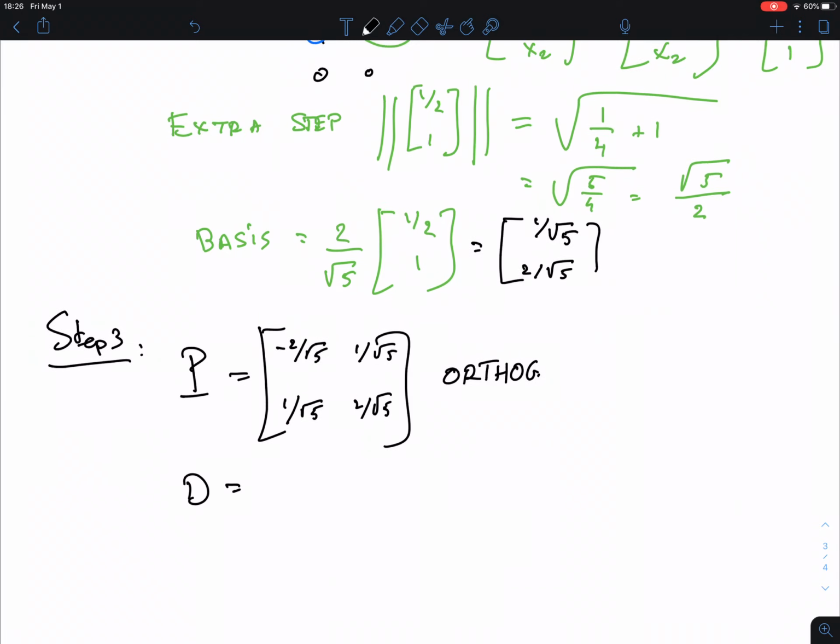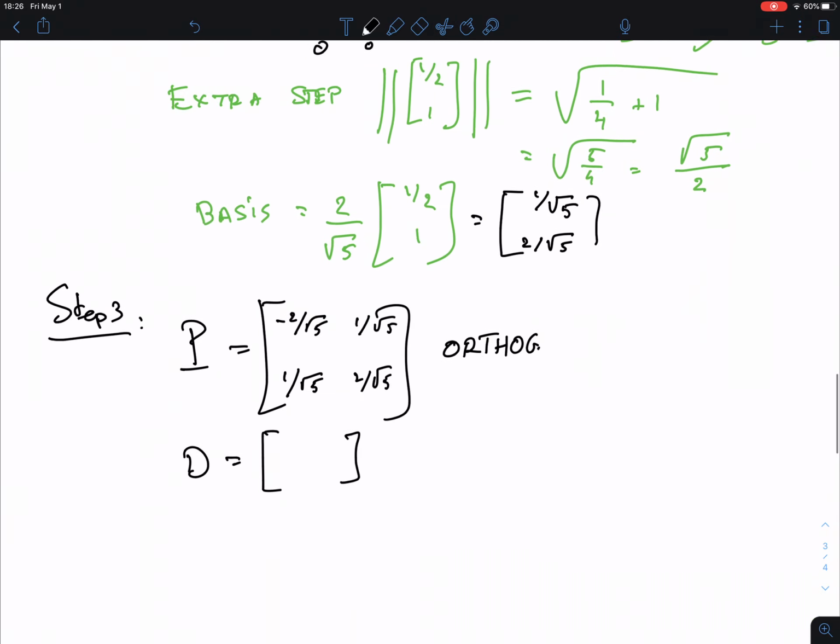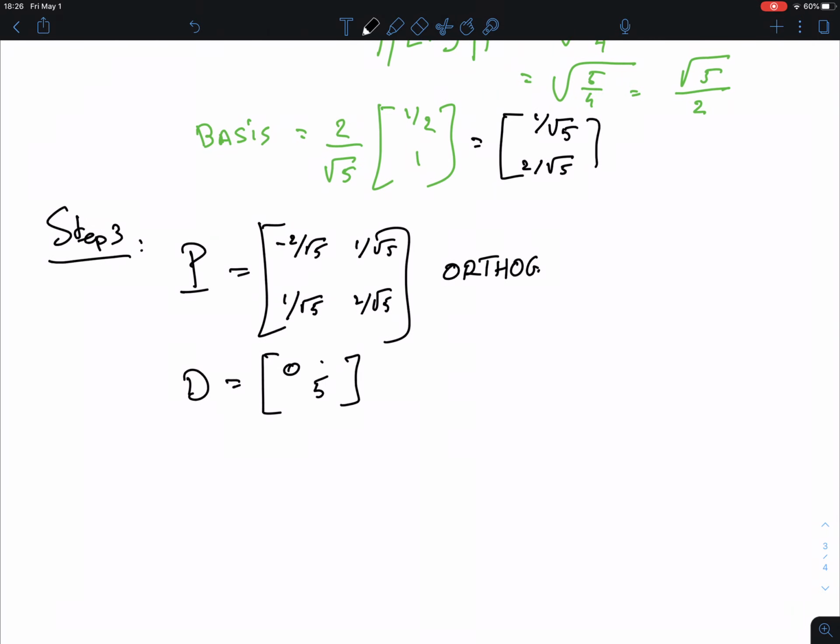And what is the corresponding diagonal matrix? Well, I did what first? 0 first, I think, yeah, and then 5. All right, and that's how we do orthogonal diagonalization.